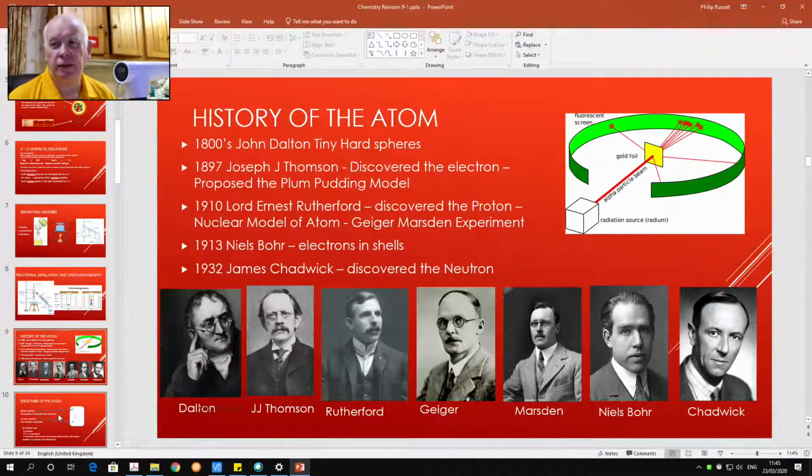Around about 1897, a gentleman, Joseph J. Thomson, or just J.J. Thomson, he discovered the electron.